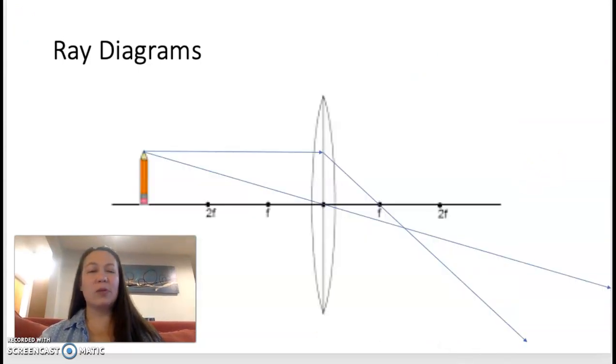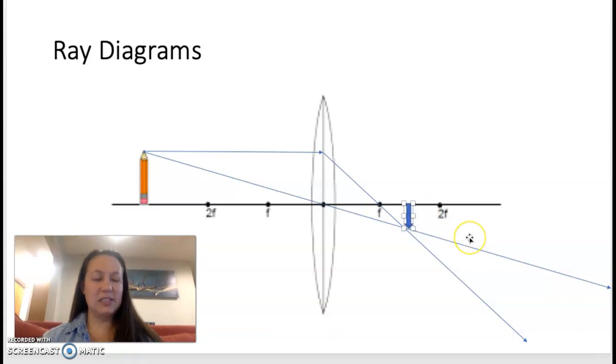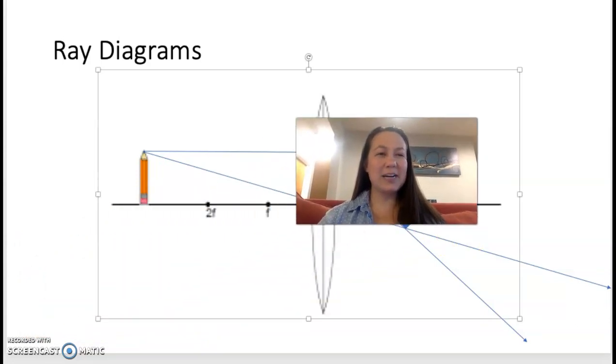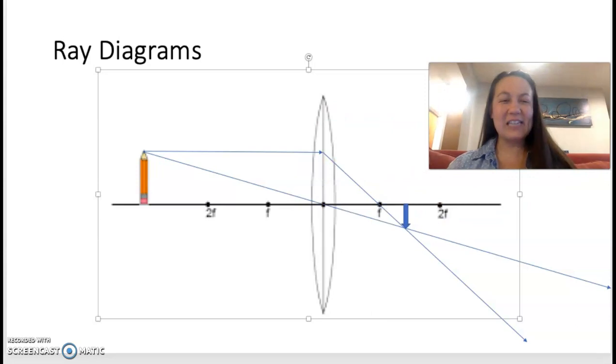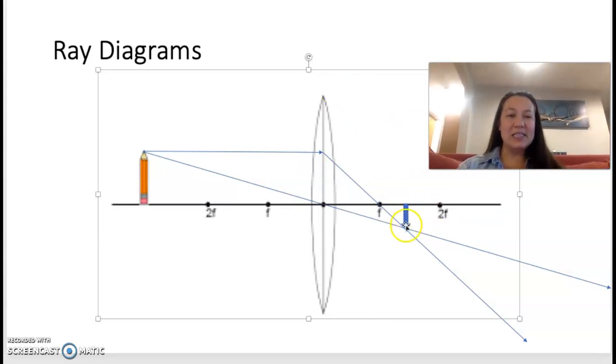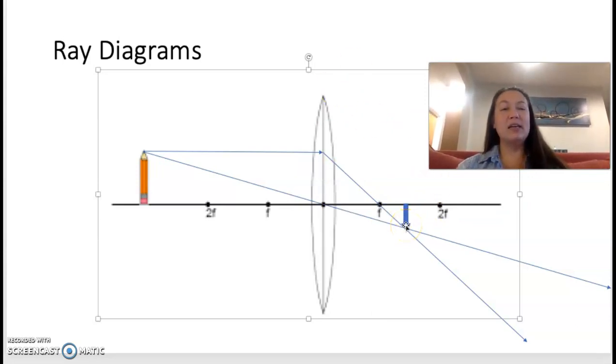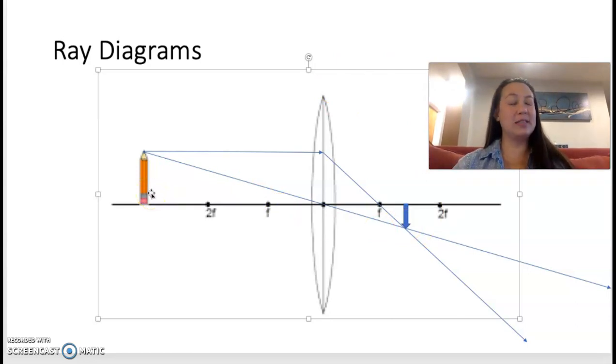Now let's find our image and classify it. So these two rays of light left the tip of the pencil. So that pencil must have a tip that's right where that intersection is. Make that a little bit easier to see. And my brain, because imagine my eye is on this side of the lens, looking through the lens, I would see this image. It's real, inverted, and smaller than the original pencil.